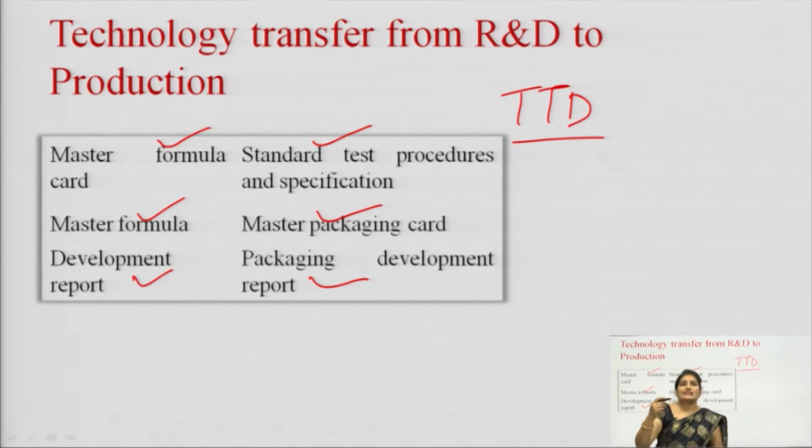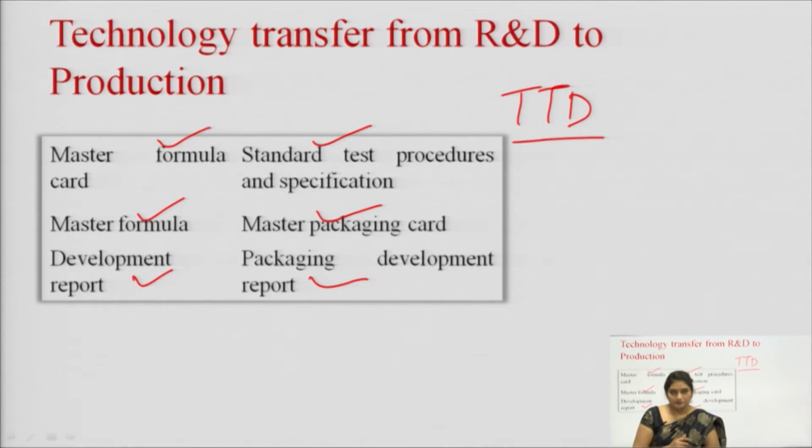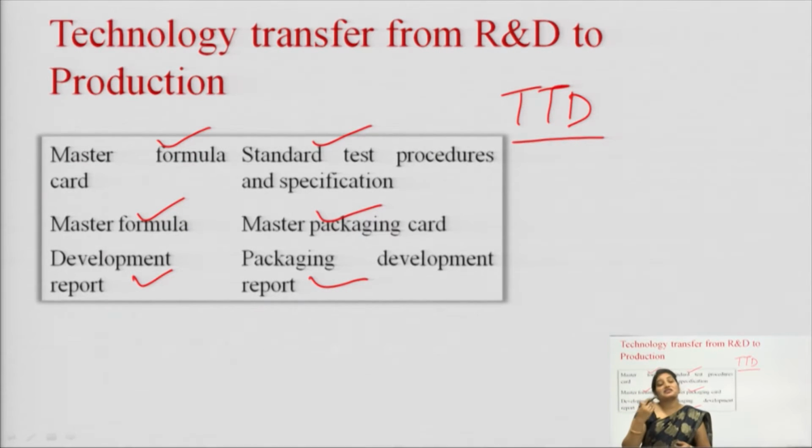Okay. So, the technology transfer from R&D to production is done with the help of TTD, and these documents: master formula card, master formula, development report, standard test procedures, master packaging card and packaging development report. It is a multidisciplinary approach. Technology transfer is a multidisciplinary and collaborative process, so a single department is not at all involved. Various individuals and representatives from different departments are involved, such as representatives from R&D, QC, QA, other administrative staff, and other supporting staff. They all collaborate to transfer the technology from R&D to production.